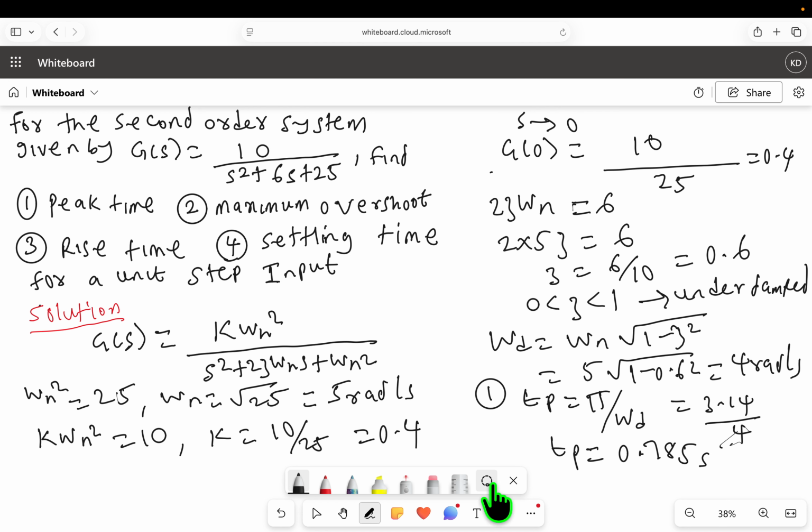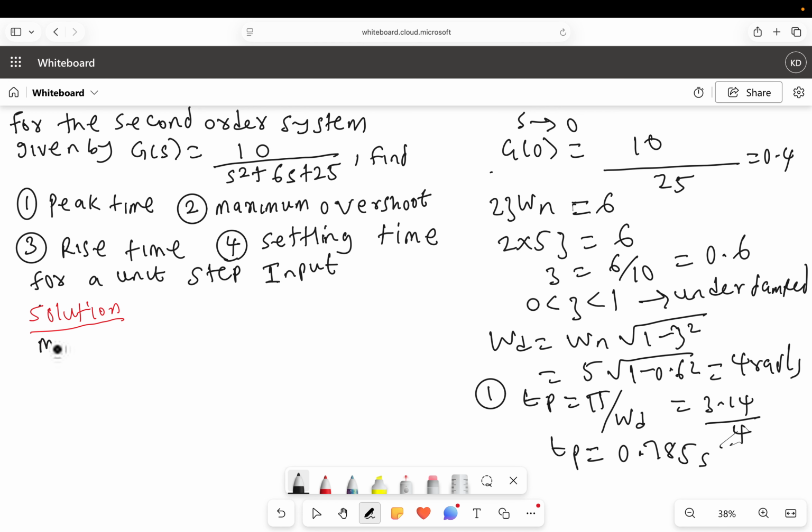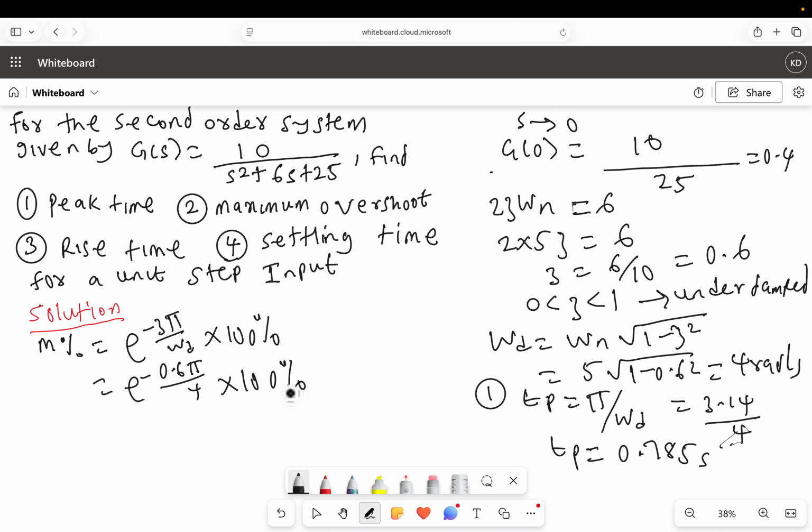0.785 seconds. My maximum overshoot in percentage is given by exponential of minus zeta pi over square root of 1 minus zeta squared, times 100%, which is just exponential of minus 0.6 pi all over 4 times 100%. So if you sub that, you'll have 9.5% as the maximum overshoot.